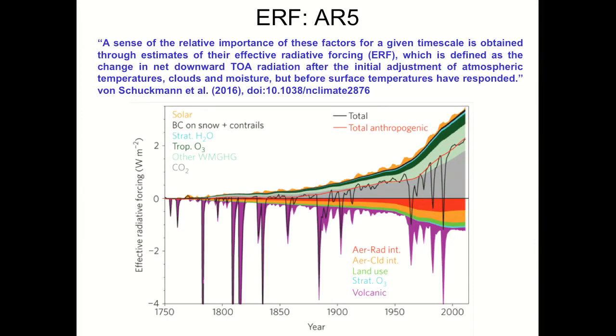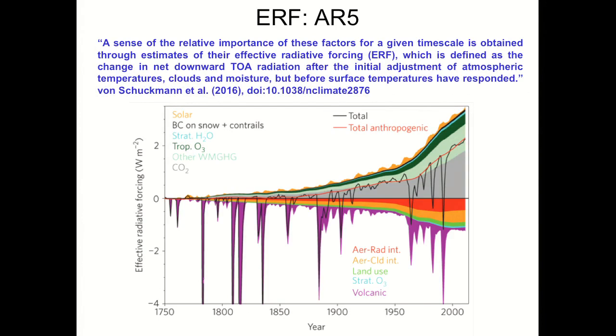So if you look at the top one, which looks orange to me, that shows the effective radiative forcing as a function of time since 1750 up to about 2010 of the solar variability. So you see these small changes.